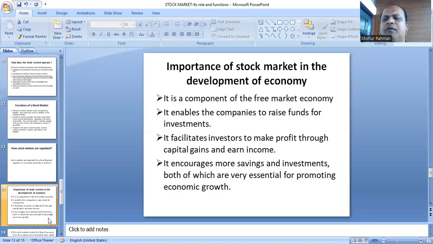So taking a loan from the bank is not possible, because until they start producing goods and selling in the market, they cannot repay the debt. And that is why it is only possible in the capital market. So it is a component of the free market economy. It enables companies to raise funds for investment. It facilitates investors to make profit through capital gains and earn income. It encourages more savings and investment, both of which are very essential for promoting economic growth.